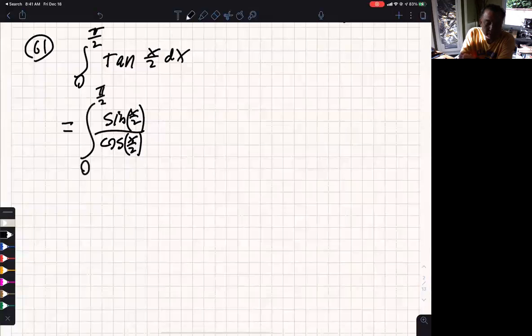I just realized in the previous problem I was going to try a different technique, and so maybe we'll go back to that one after this.